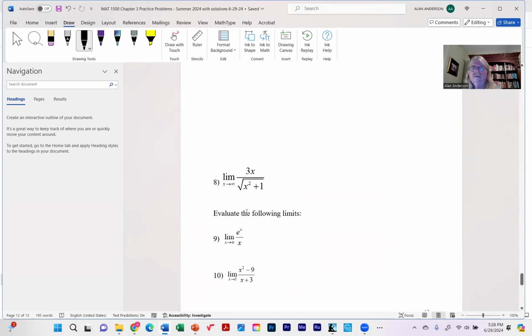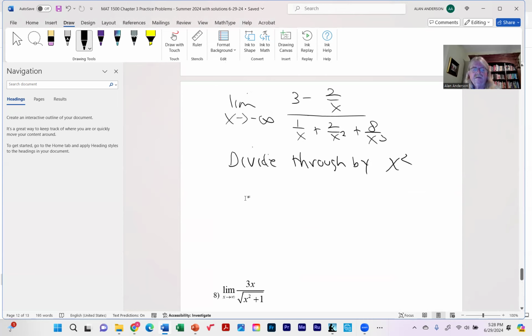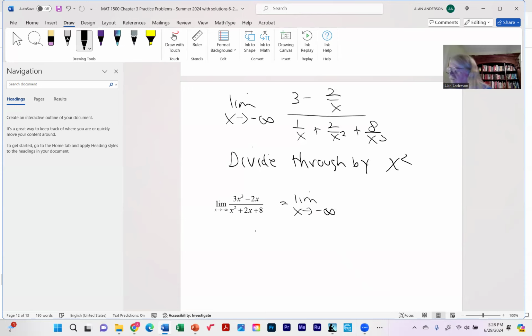All right. Maybe it's had its meltdown. So anyway, I'm going to try dividing through by x squared. And while we're at it, I'm going to save it one more time. I really don't trust it. Okay. So then we would get 3x cubed minus 2x over x squared, all divided by x squared plus 2x plus 8 over x squared.